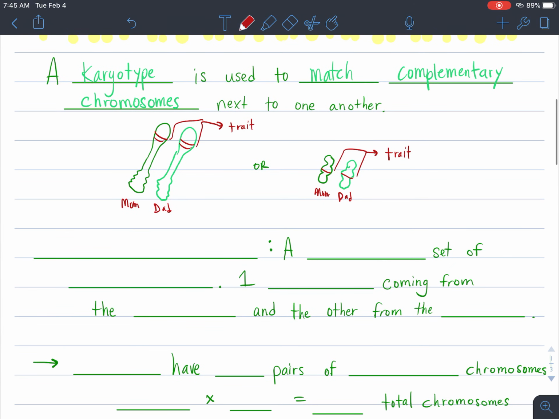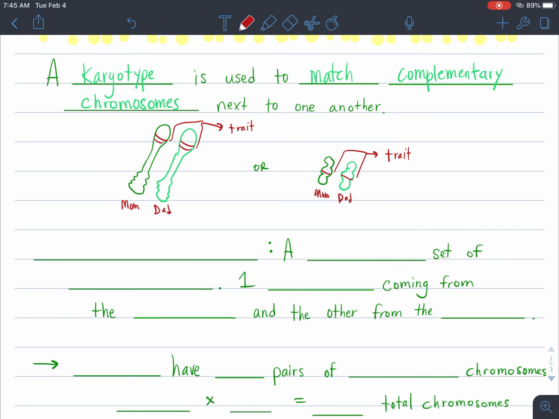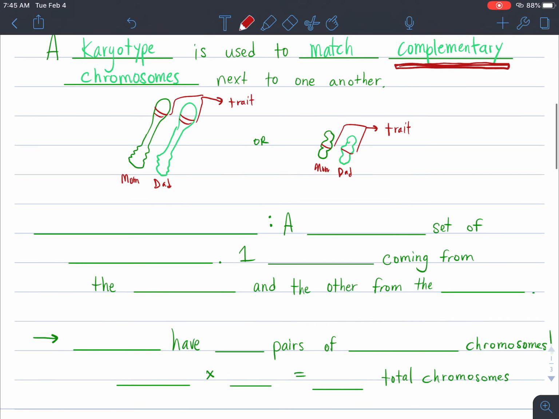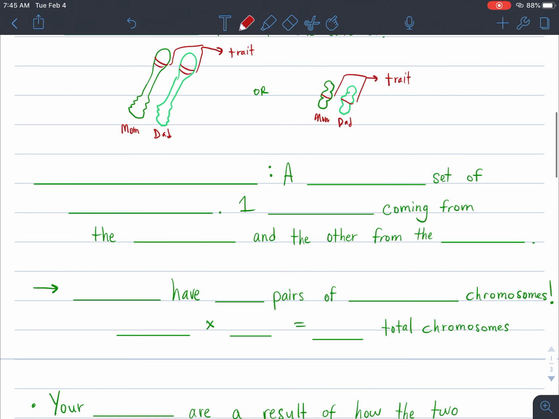So a karyotype is used to match the complementary chromosomes. Remember complementary, maybe you've heard it in math class, but it means that the two are basically the exact same. So the two chromosomes, we put those next to each other. But there's a better word we have in science, or at least we create a new word in science to talk about complementary chromosomes. We call these homo, because homo means same, homologous chromosomes. Yeah, it's a weird word, homologous chromosomes.